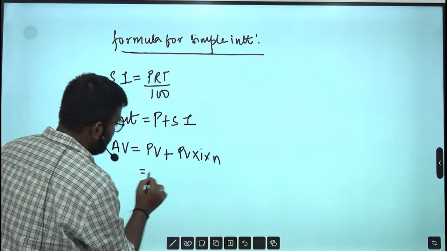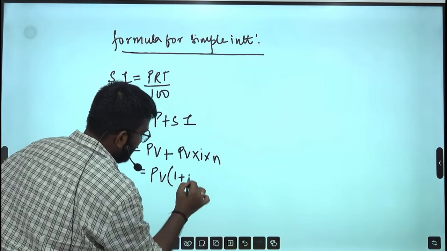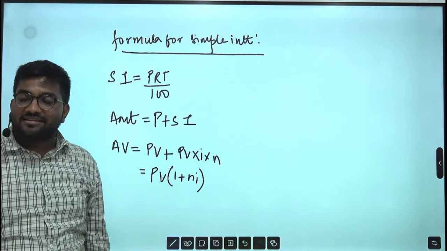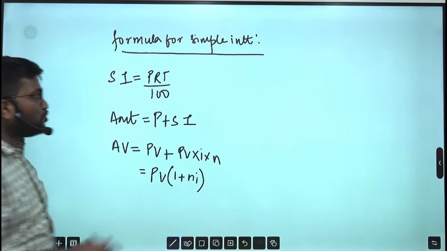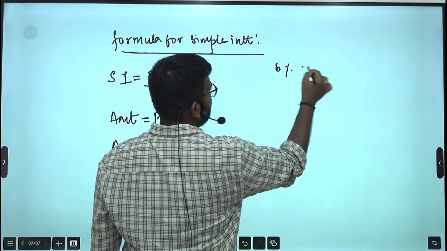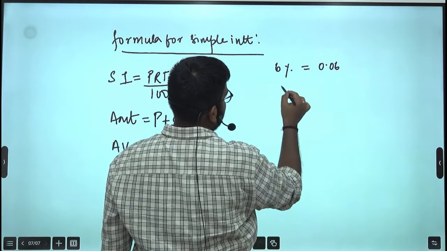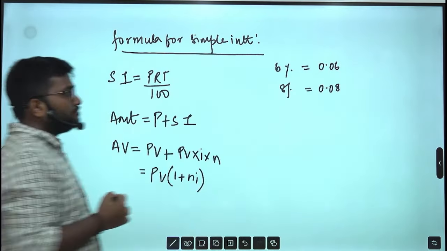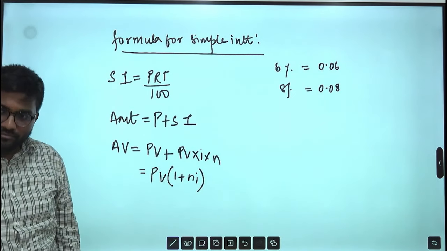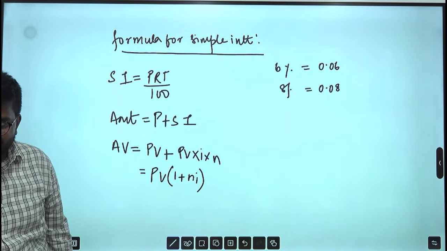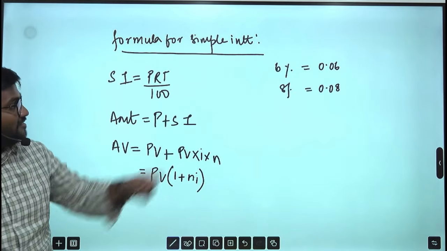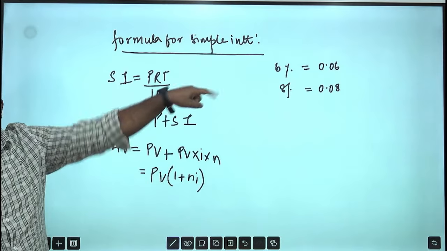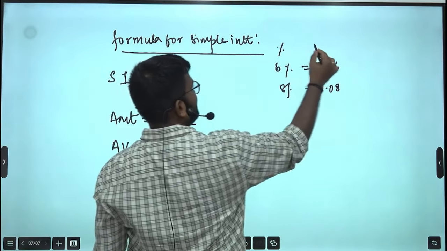Okay? So this is present value times 1 plus NI. N is number of years and I is interest rate expressed in decimals. So 6% becomes 0.06. 8% becomes 0.08. And so on. R by 100, R is expressed in percentage. So 6% is what? 6 by 100, which is 0.06. This is in percentage and this is in decimals.